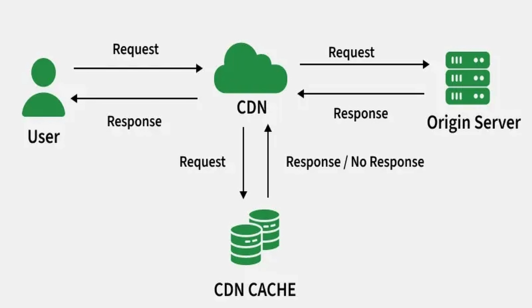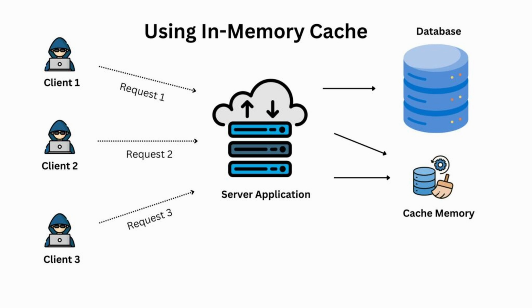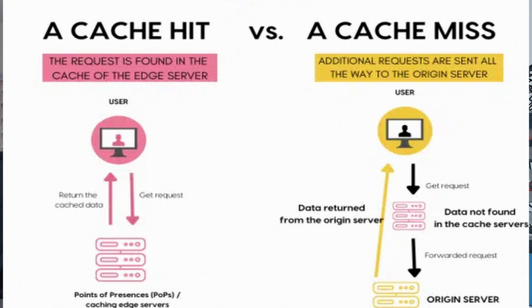We also have in-memory cache, where data is stored in RAM for ultra-fast access. This is the fastest form of caching. We also have a very important concept I need to introduce to you: a cache hit and a cache miss. Now I'm going to tell you the difference. A cache hit is when data is found in the cache, and a cache miss is when data is not found in the cache. So your goal as an engineer is to always increase the cache hits.